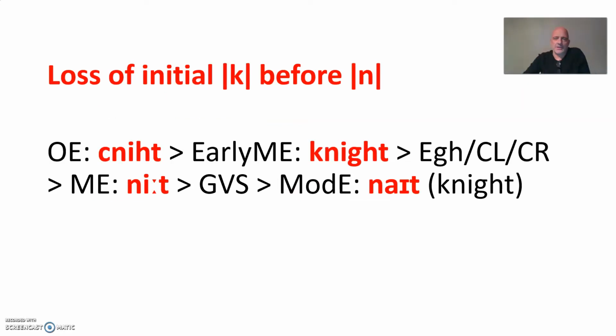More examples of cluster reduction. K before N, we talked about this, but here again in more detail. In Old English, you said cniht, probably cniht or kniht, not quite sure here, which became kniht in Chaucer's time, so probably a bit earlier. Then we have the old story, elision of the fricative, compensatory lengthening, and cluster reduction, kn turns into n, and then into the Great Vowel Shift. And in modern English you have night. Yeah, this is a case in point.